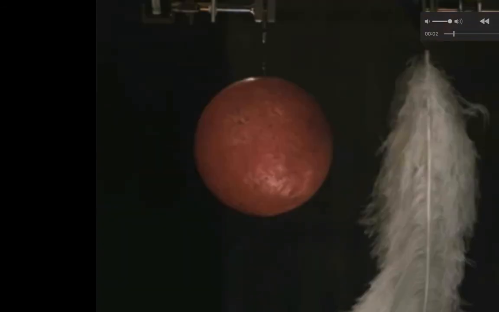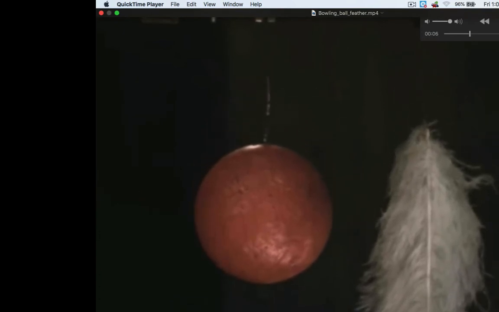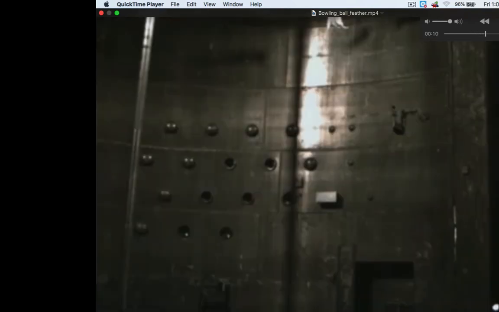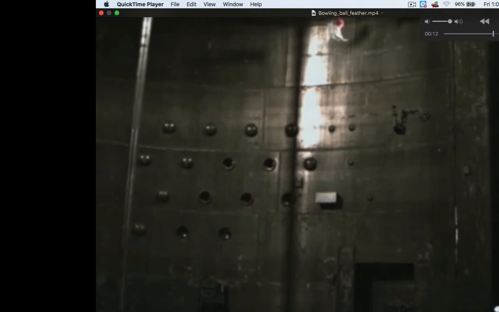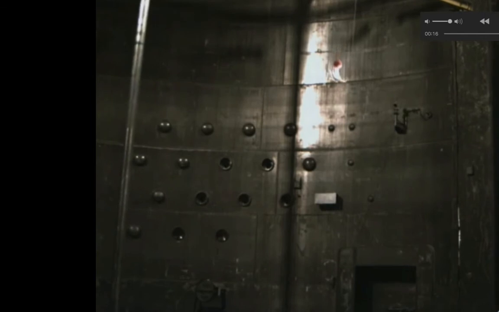So what we have here is a video of a bowling ball and a feather that are being dropped within a vacuum chamber. This is a massive vacuum chamber, and all the air has been pumped out of it. As a result, there is no air resistance acting as these two objects are falling. You'll notice here that the feather and the bowling ball are falling at the same rate.